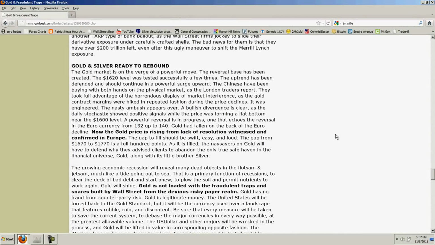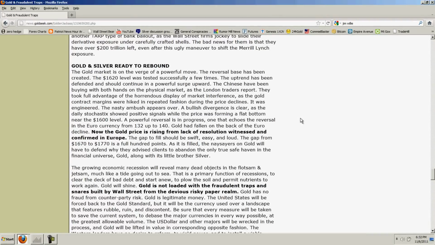The gold market is on the verge of a powerful move. The reversal base has been created. The 1620 level was tested successfully a few times. The uptrend has been defended and should continue in a powerful surge upward. The Chinese have been buying with both hands on the physical market, as the London traders report. They took full advantage of the horrendous display of market interference as the gold contract margins were hiked in repeated fashion during the price declines. It was engineered. The nasty ambush appears over.